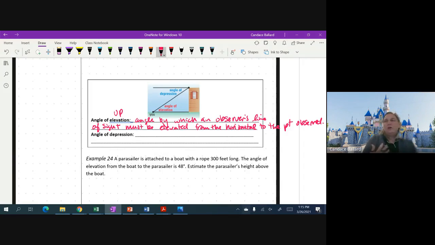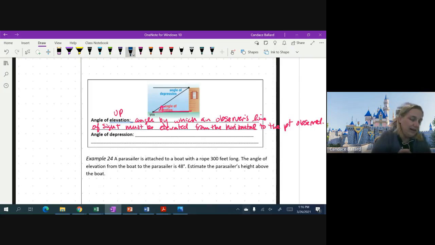So for most of our purposes in this class, when we're doing these problems, we are going to assume our line of sight is coming out of our toes, okay? Because it makes our triangles more reasonable to work with. So the line of sight is always the horizontal, and so we measure our angle up from that. So the angle of elevation is up from a horizontal line of sight, okay? Again, the line of sight is going to be coming out of our toes.